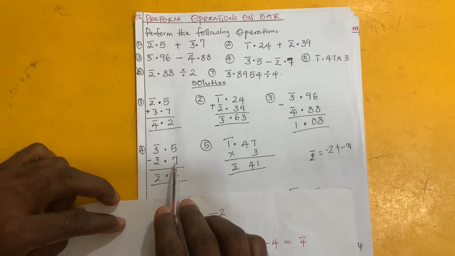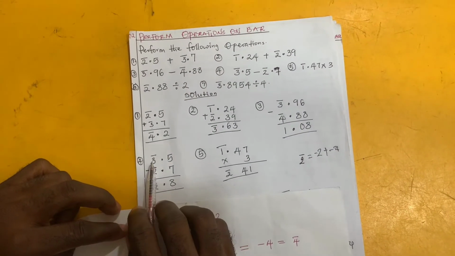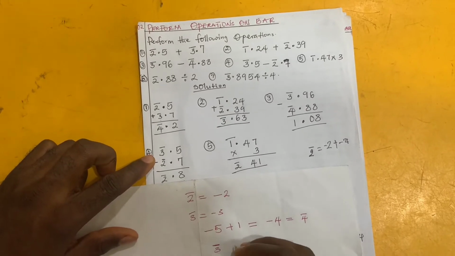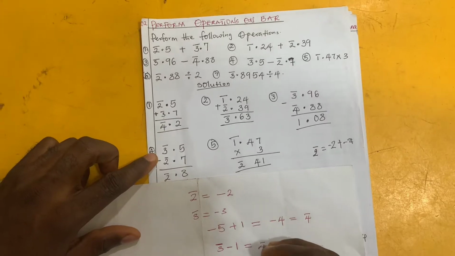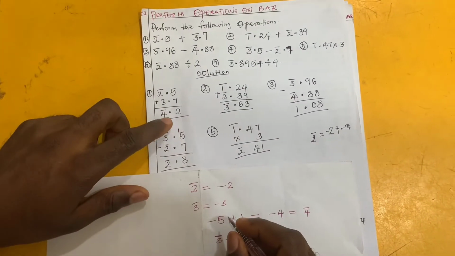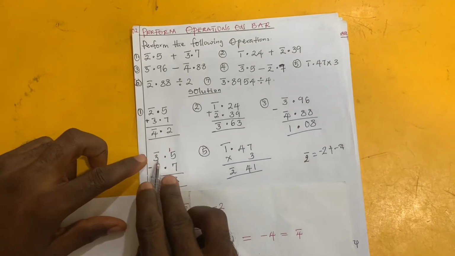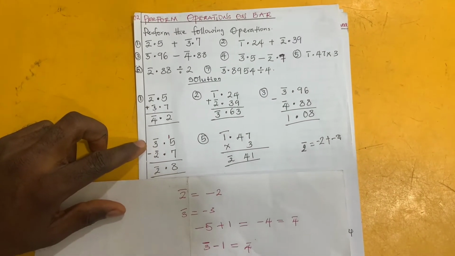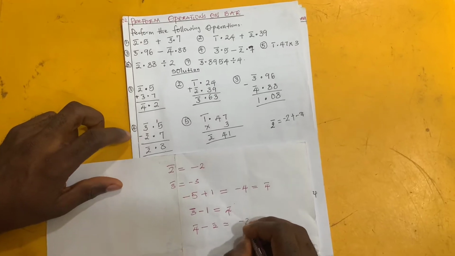5 minus 7, it cannot, right? So we borrow 1 from here. Now this is already bar 3. If we borrow a 1 from this bar 3, it becomes bar 4. So that 1 is now added to this. This now is 15. 15 minus 7 is 8. So this is now bar 4. So bar 4 minus bar 2 is equal to bar 2.